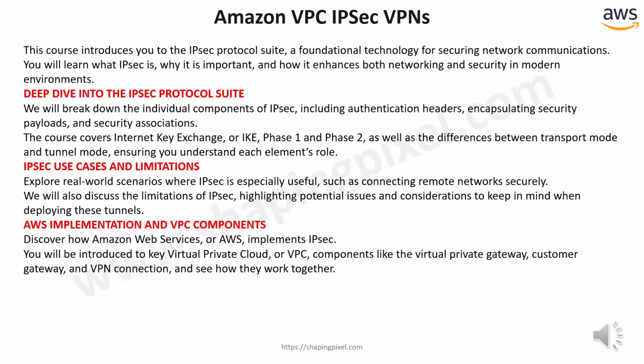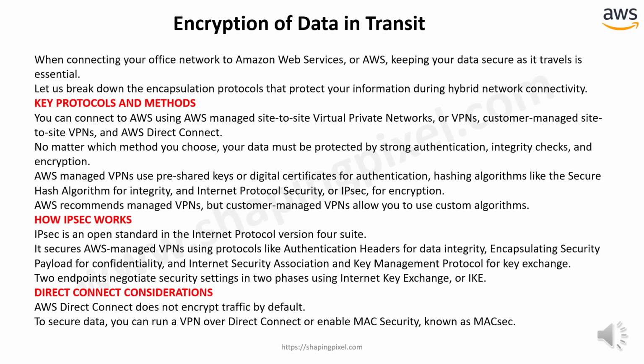essential. Let us break down the encapsulation protocols that protect your information during hybrid network connectivity. You can connect to AWS using AWS-managed site-to-site virtual private networks, or VPNs, customer-managed site-to-site VPNs, and AWS Direct Connect. No matter which method you choose, your data must be protected by strong authentication, integrity checks, and encryption.